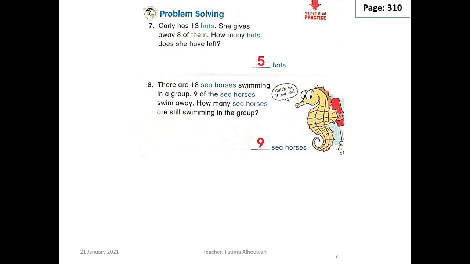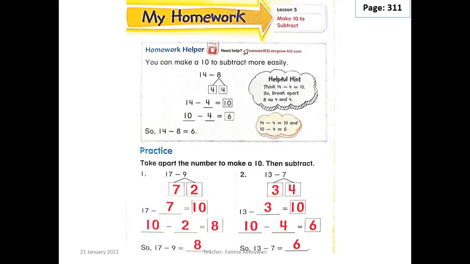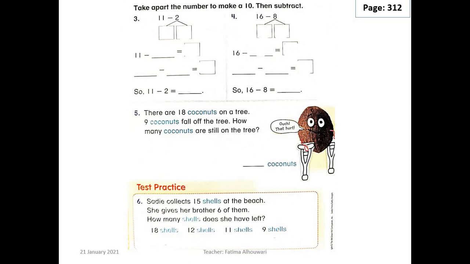Now the next page is your homework, grade 1, page number 311 and page number 312. So please, grade 1, try to solve them by yourself, and then when you finish, you can check your answers here. And the same for page number 312. Here they are.